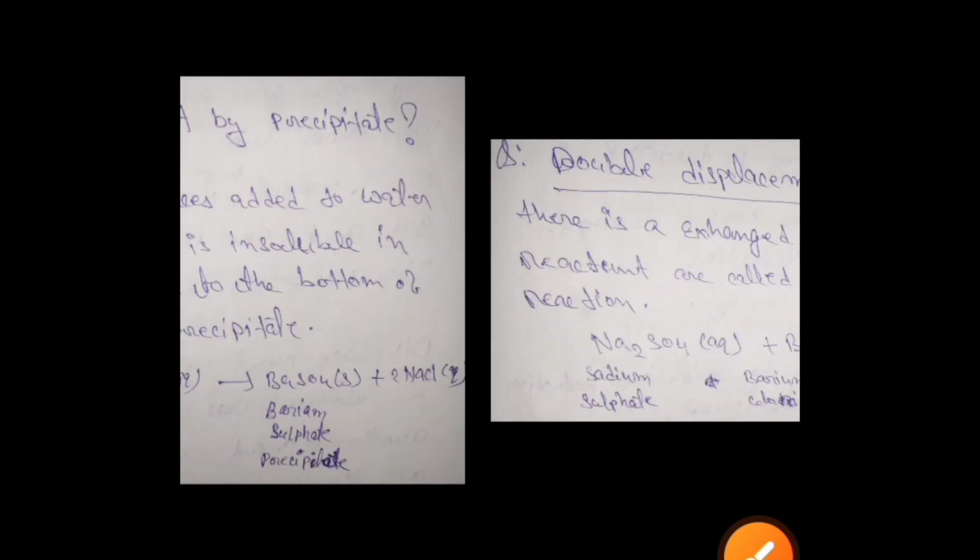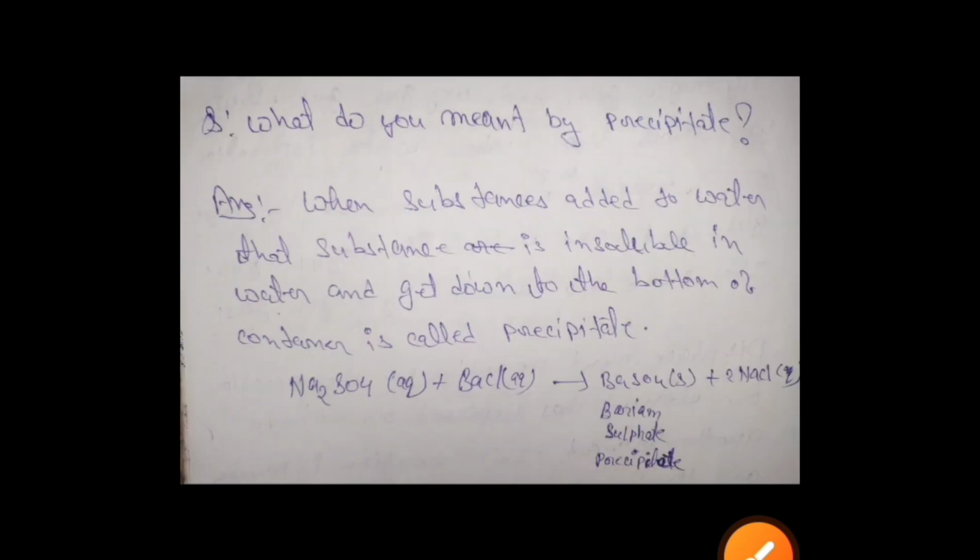Another one: what do you mean by a precipitation reaction? In this reaction, a substance is added to water. That substance is insoluble in water and settles at the bottom of the container. That means in this reaction, the substance is insoluble in water.